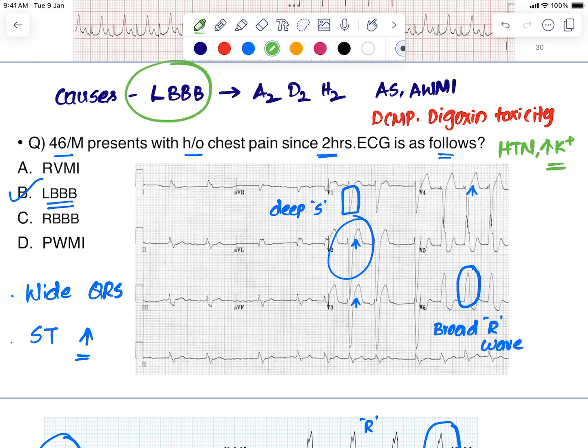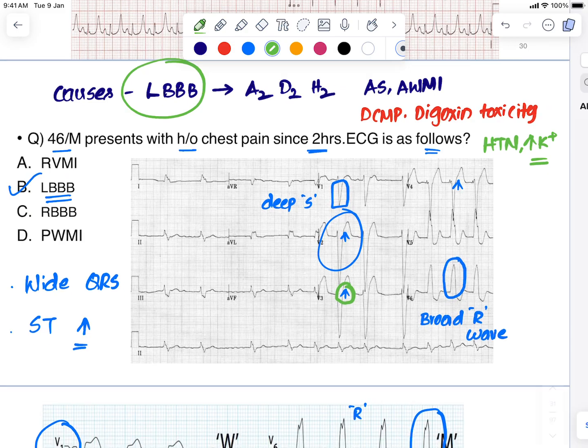All right. So in case of left bundle branch block, you also have ST segment elevation. Previously, what we have discussed is that one of the electrolyte abnormalities is hyperkalemia. Next, in which bundle branch block do you have ST segment elevation? That is left bundle branch block. All right. Now, let us see the next question.